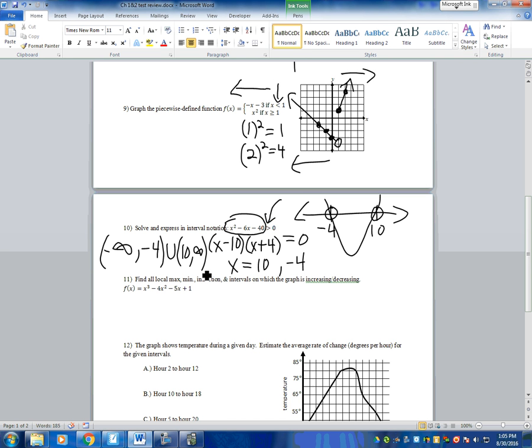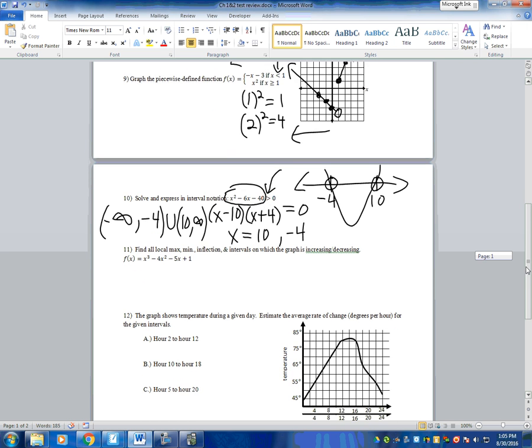If I change this to less than 0, then I would have as a solution -4 to 10. If I change this to greater than or equal to or less than or equal to, it would just change what the ends look like here. I would have closed brackets, and that's it. Those are the 4 cases for solving a quadratic inequality. Okay.